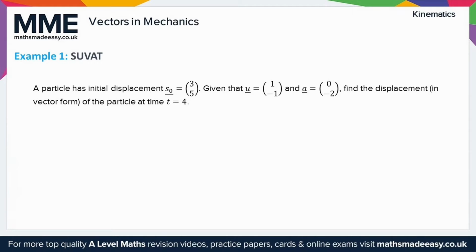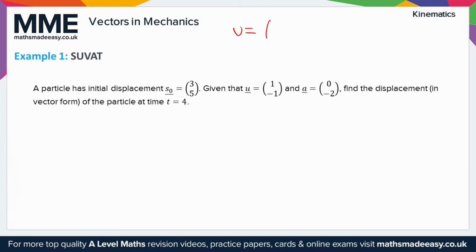So a particle has initial displacement S0 equals (3, 5), given that U is (1, -1) and A is (0, -2). Find the displacement in vector form of the particle at time t equals 4. Okay, so as a normal SUVAT equation, I would just write down the variables we have to start with.